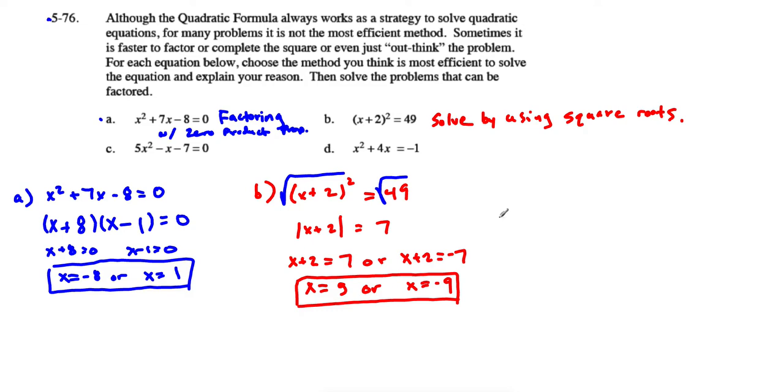Let's look at letter C. 5x squared minus x minus 7. When I look at this, I think my only factors of 7 are 7 and 1. When I multiply 7 times 5, I have 35. And when I multiply 5 times 1, I get 5. But neither of those is going to end up with a difference of 1. So this one is going to be the best choice for the quadratic formula.